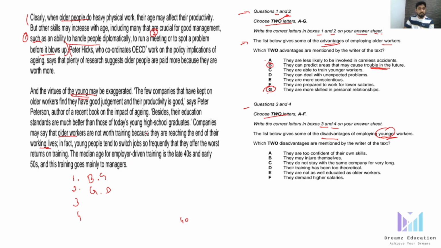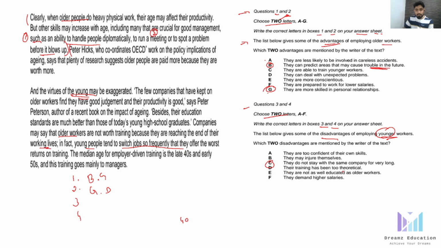Okay, so let's go to the options. They are too confident of their own skills. They didn't say they are too confident. They may injure themselves, not said anything. They do not stay with the company for a very long time. Yes, they have said something related. Young people tend to switch jobs frequently. Correct? So they do not stay with the companies for a long time.